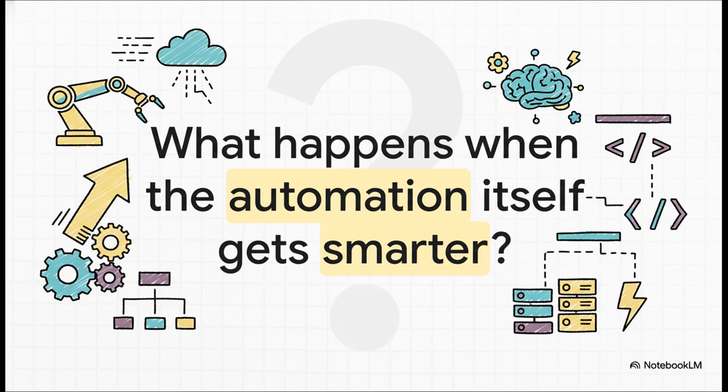But this all leaves us with a really fascinating question for the future, right? The SDLC is the standard, and DevOps automates it. But what happens when the automation itself starts to get smarter? What happens when it can predict issues, adapt on its own, and improve the process all by itself?